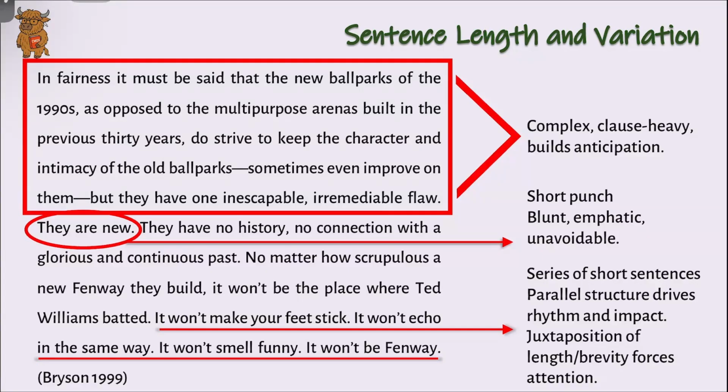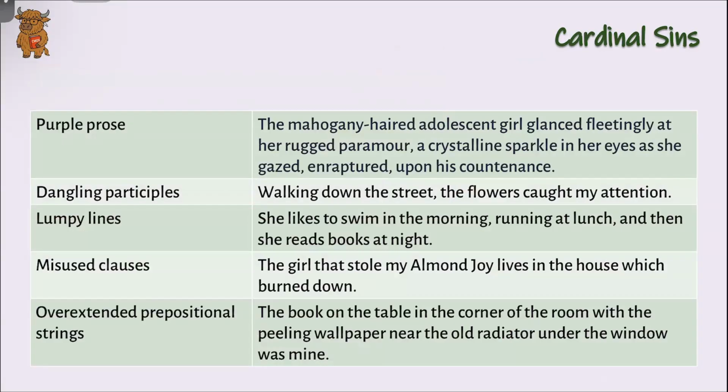So this type of repeated parallelism, especially at the end, you'll see a lot of in oratory, which I love. Cardinal sins. Purple prose: the mahogany-haired adolescent girl glanced fleetingly at her rugged paramour, a crystalline sparkle in her eyes as she gazed enraptured upon his countenance. Oh my God, I ran out of breath. There's so much going on in that. I think you all get the idea why that's just too much.